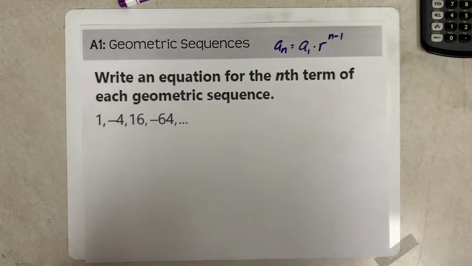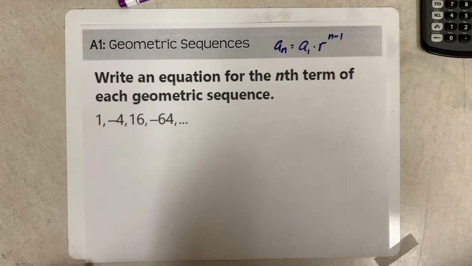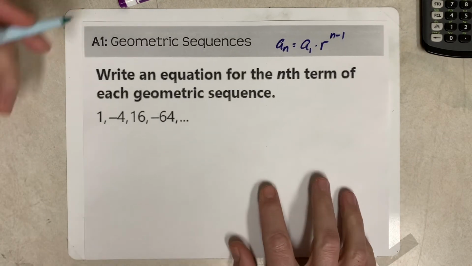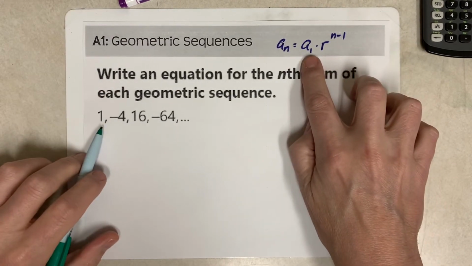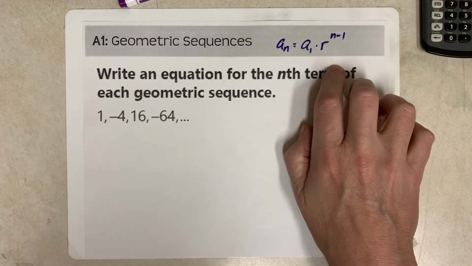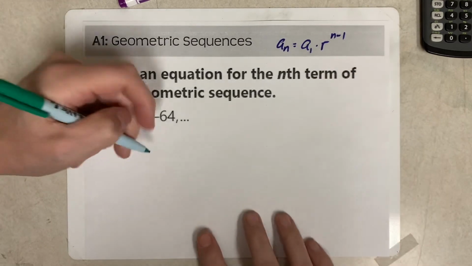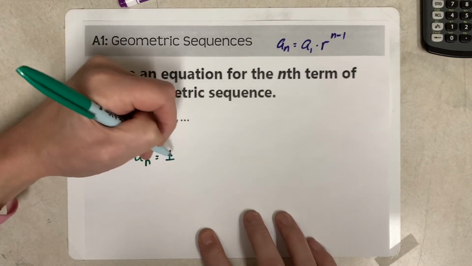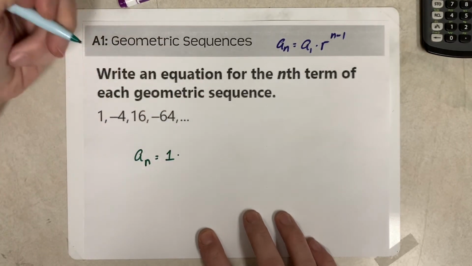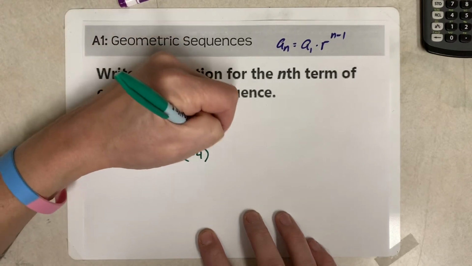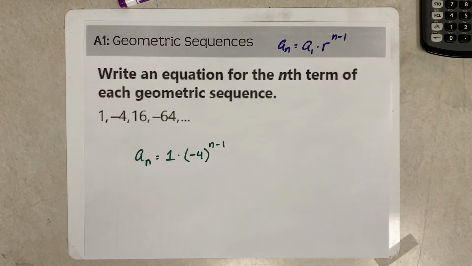And already this marker is dying, so I gotta use another one. Okay, let's try this one. All right, so our first term is 1. Our common ratio, -4 divided by 1 is -4, basically. So we got a sub n is equal to 1 times -4 to the n minus 1. And we're done. That's all you got to do.